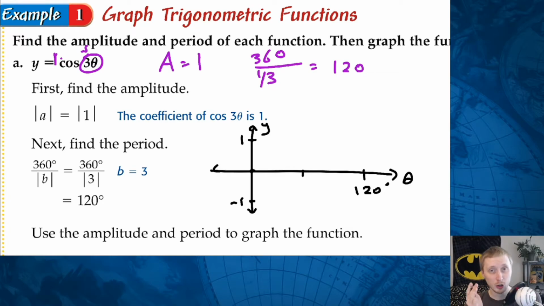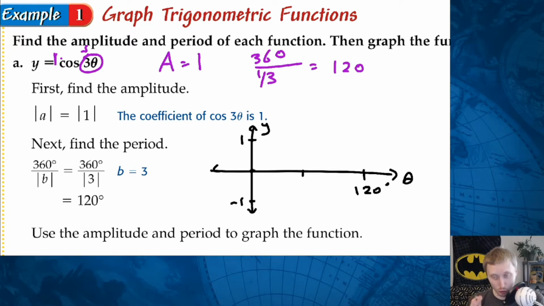Next, we just need to determine what type of function it is, okay? Sine and cosine do the wave, right? Sine starts at 0, cosine starts at 1. Tangent does the funny S thing, okay? So that's a little bit trickier.